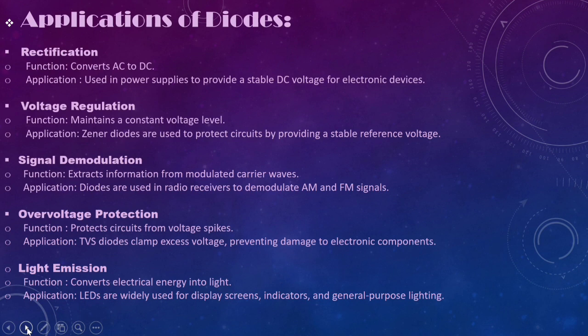Signal demodulation is extracting information from modulated carrier waves. Diodes are used in radio receivers to demodulate AM and FM signals. Overvoltage protection is protecting circuits from voltage spikes. Light emission converts electrical energy into light. LEDs are widely used for display screen indicators and general purpose lighting.